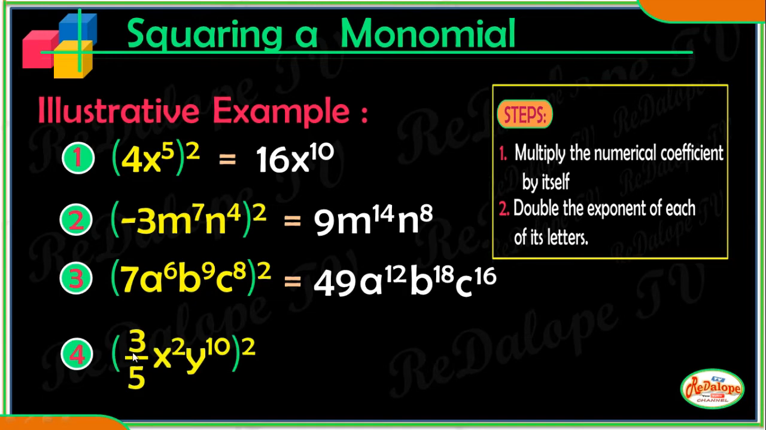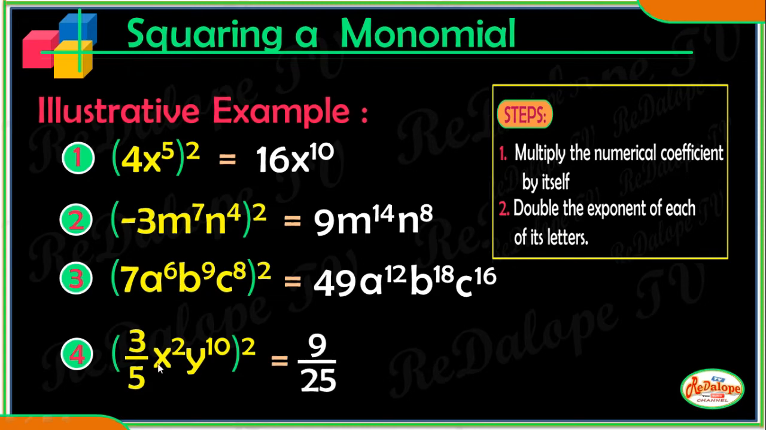So last number we have 3 all over 5 x squared y raised to 10, and then that is being raised to square. Again, we will multiply the numerical coefficient 3 all over 5 by itself. So 3 times 3, so that is 9. 5 by 5, so that is 25. So the numerical coefficient is 9 all over 25.